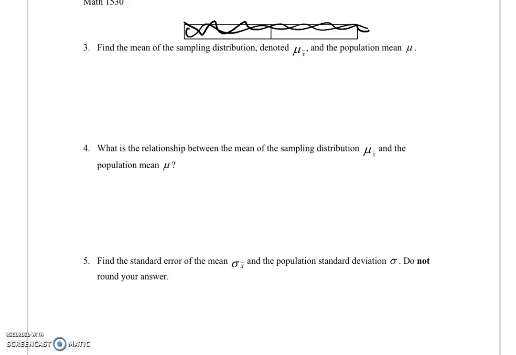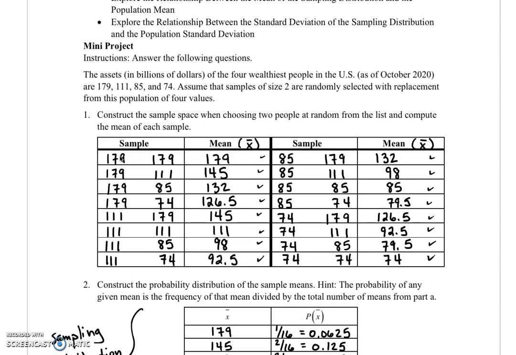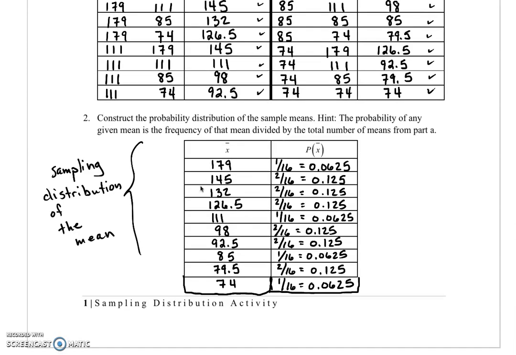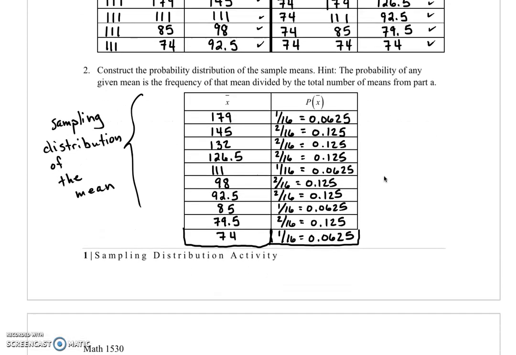All right, we're talking about how we create a sampling distribution. We started by making samples of size 2 out of a population of 4 values, and we found the mean of each one of those samples. Then we took each mean and found the probability of it occurring by taking the number of times it occurred in number 1 and dividing that by 16, which was the total number of samples we had.